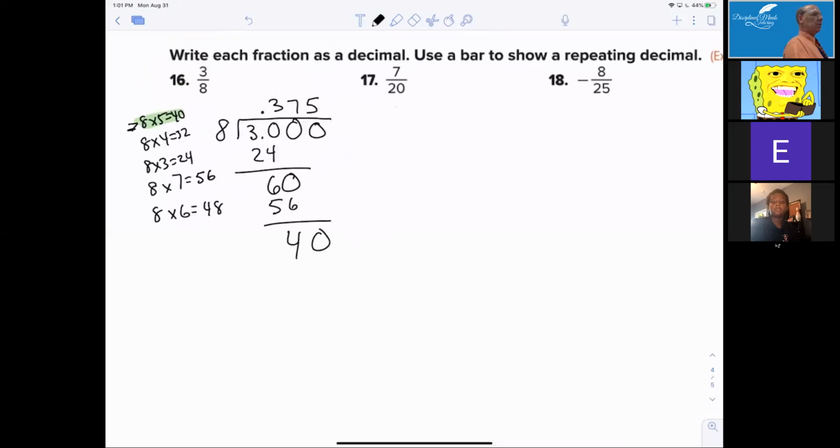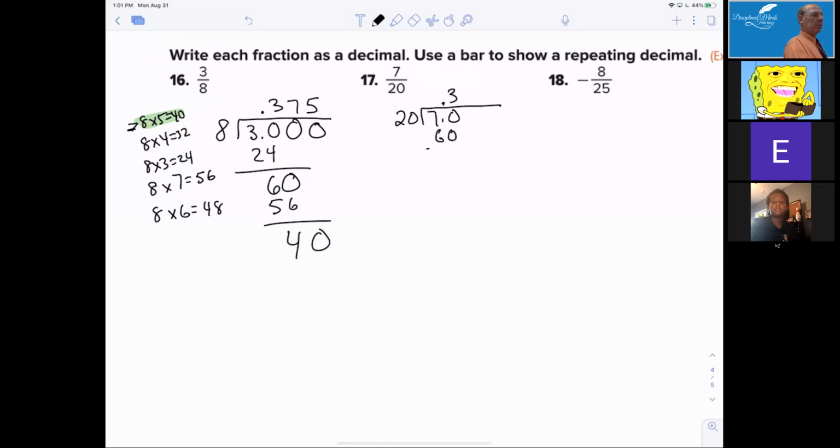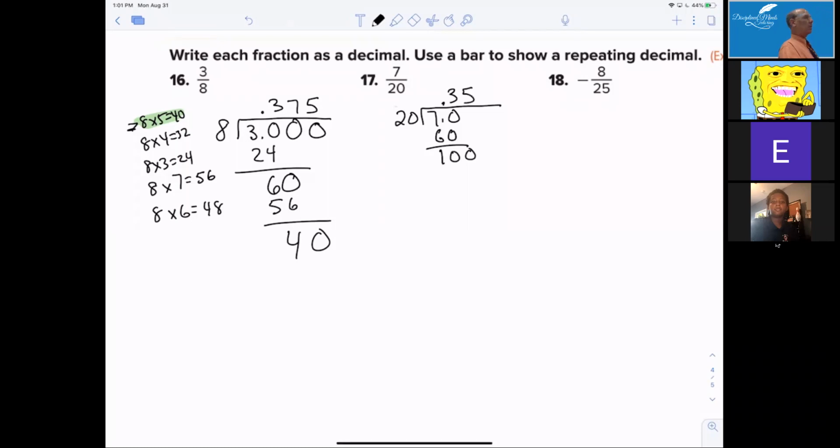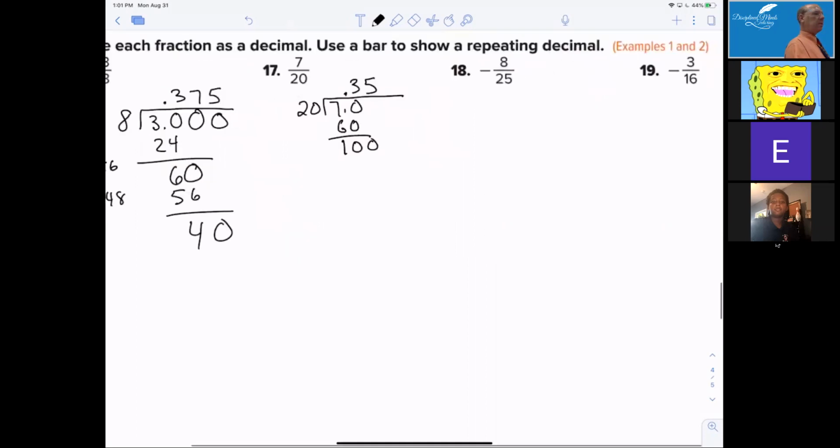All right, you're up. 7/20. So you put 20 on the outside, good, and then 20 can't go into 7, so that gives us 70. Good, and then 20 goes into 70 3 times. Beautiful. 20 times 3 is 60. So then you do 70 subtracted by 60, which is 10. Then you bring down 0, so it's 100. And 20 goes into 100 5 times. Thank you. So yeah. Perfect. 0.35. All right. 18, go.